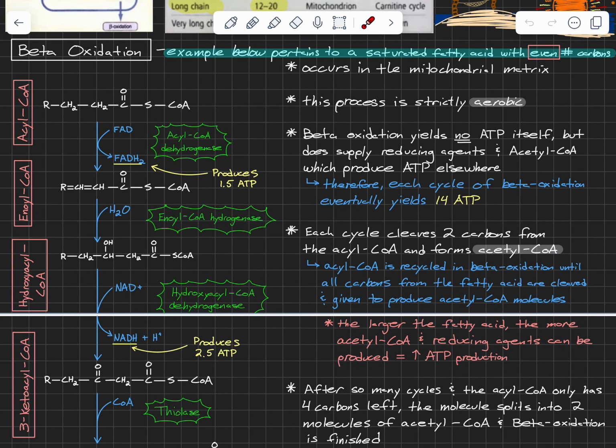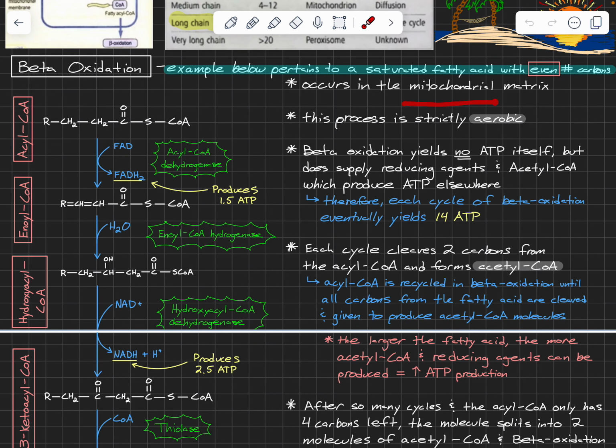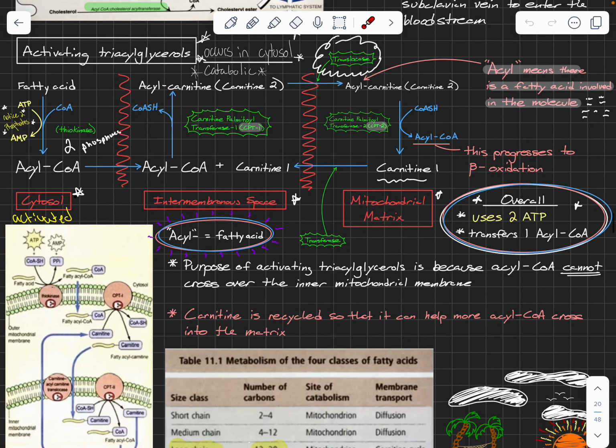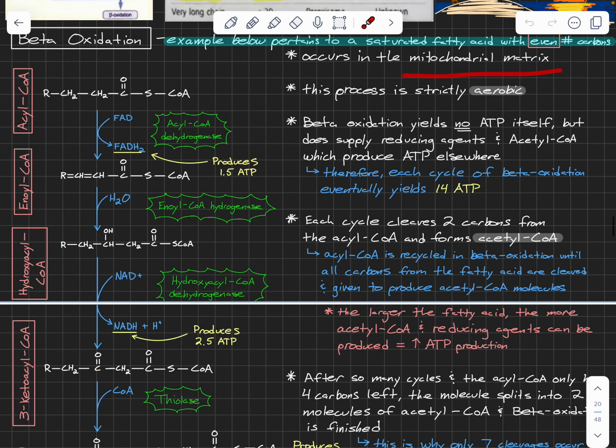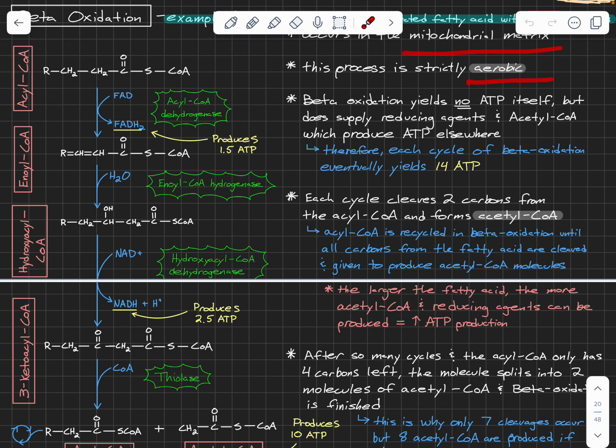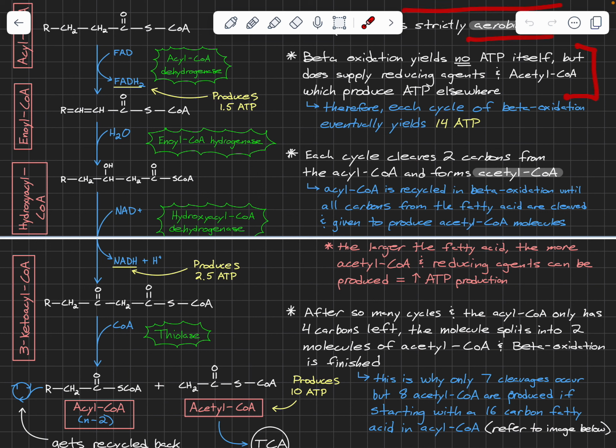So, little things about beta oxidation that we need to know. It occurs in the mitochondrial matrix, which made sense because we were trying to get this acyl-CoA into the mitochondrial matrix. It is strictly aerobic, and we really don't make any actual ATP in beta oxidation, but we supply so many products that can eventually be made into ATP, and you guys will see what I mean when I get more into it. But beta oxidation alone really doesn't produce any ATP on its own.